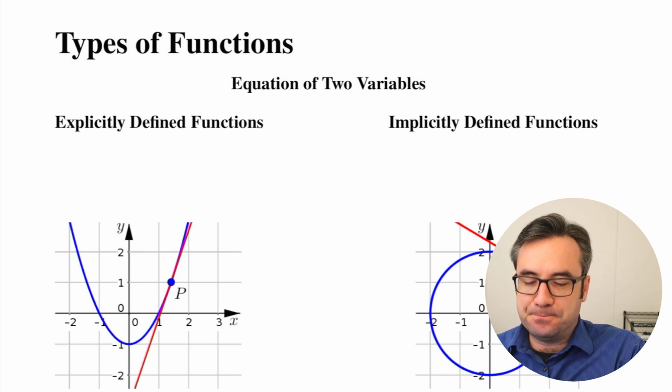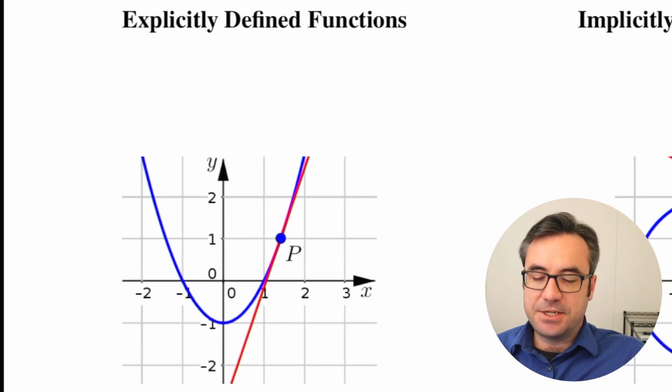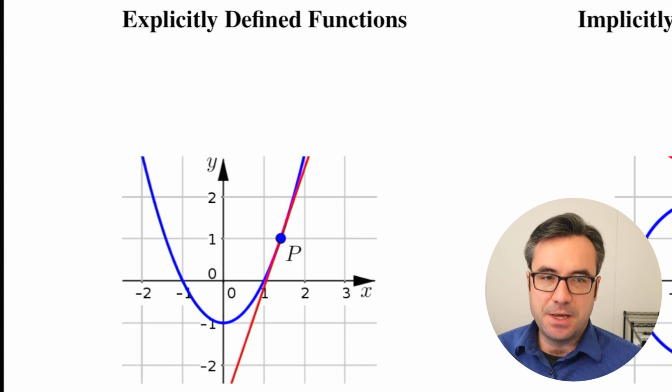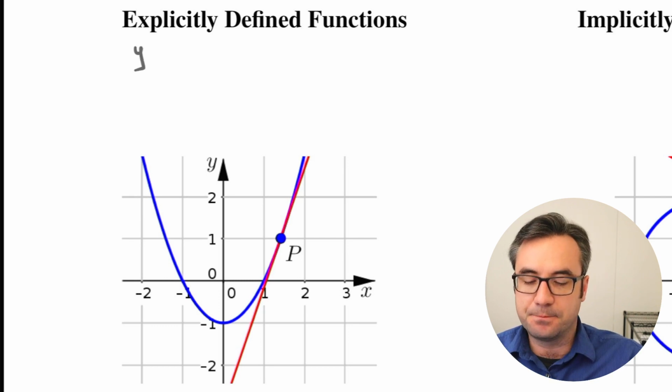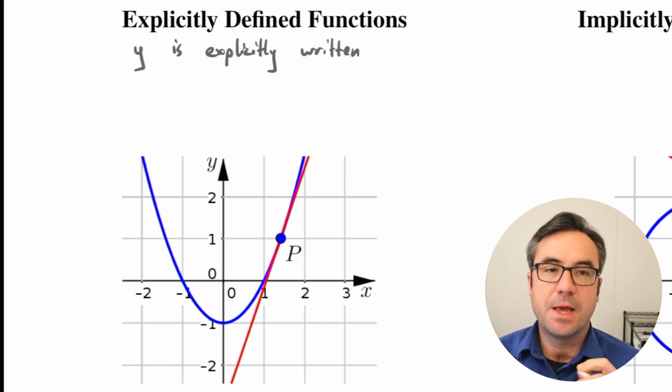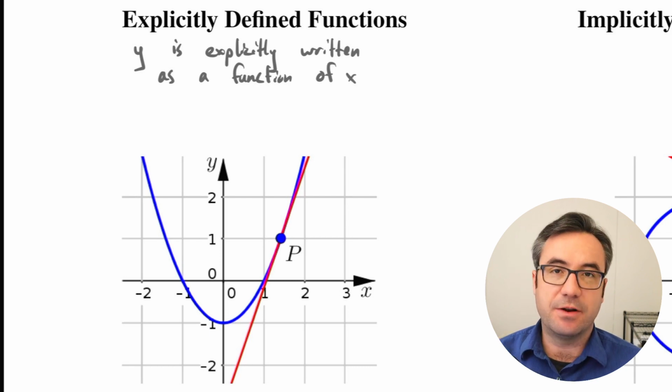All right, so to get going here, let's start with probably what we're used to. This is the thing that we see the most. Let's start with our explicitly defined functions. So when we have an explicitly defined function, what does that mean? Well, we literally have our variable y explicitly written as a function of x. So this is probably the first thing you think of when we're talking about y being a function of x. This is what we see the most.